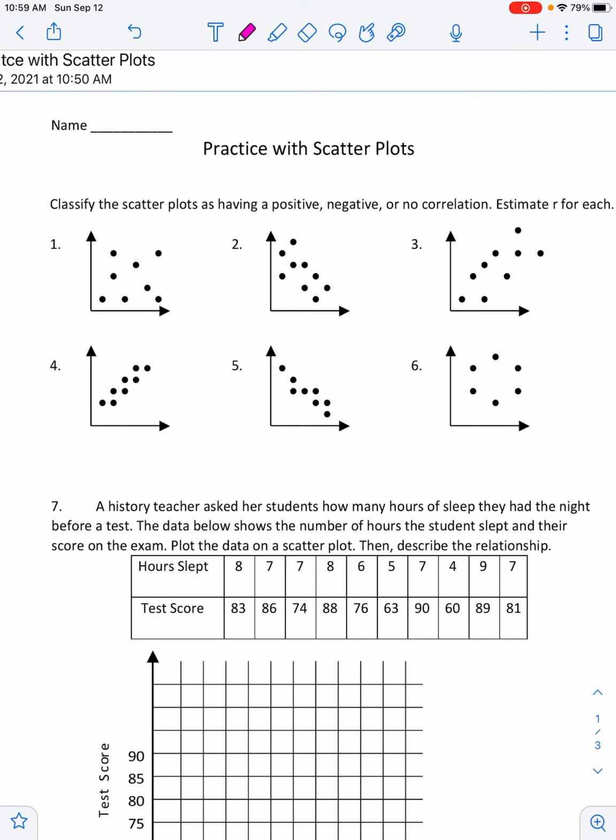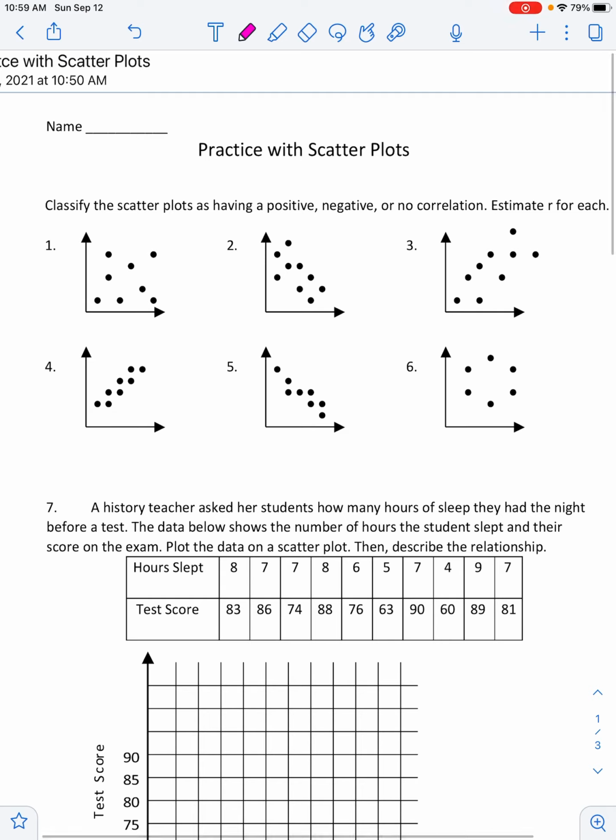Okay, today we're going to go over some practice with the scatter plots. Questions 1 through 6, we are going to focus on identifying if they have a positive, negative, or no correlation. And then we're just going to practice estimating R. Later, we're going to find out how to calculate R. So what's important here is not that we get R exactly correct, but that we can kind of rank 1 through 6, which one is strongest, which one is weakest.